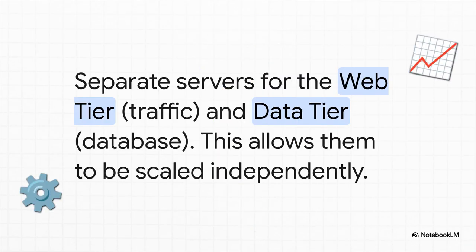And this brings us to the first big rule of scaling. You have to divide and conquer. So we split our all-in-one box into two specialized teams. We have a web tier that just deals with users and a data tier that just manages the database. And the big win here is that we can now upgrade each one on its own whenever we need to.